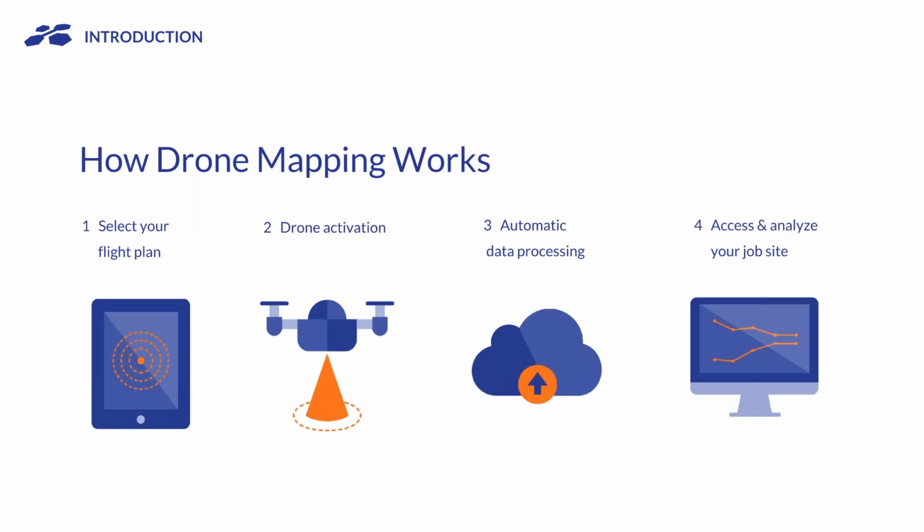And how our drone mapping process works is you have a tablet, you're going to select the flight plan that you want the drone to fly. You're not manually steering the thing with your thumbs on joysticks. You choose the area you want it to fly and it'll fly itself. You activate the drone, it'll take itself off, fly the area in a lawnmower pattern, come back, land itself. The data is automatically processed and you can log on and access and analyze your job site, as well as collaborate with other stakeholders that may be interested, whether that's other teams you're working with, subcontractors, project owners, or leadership for your company.